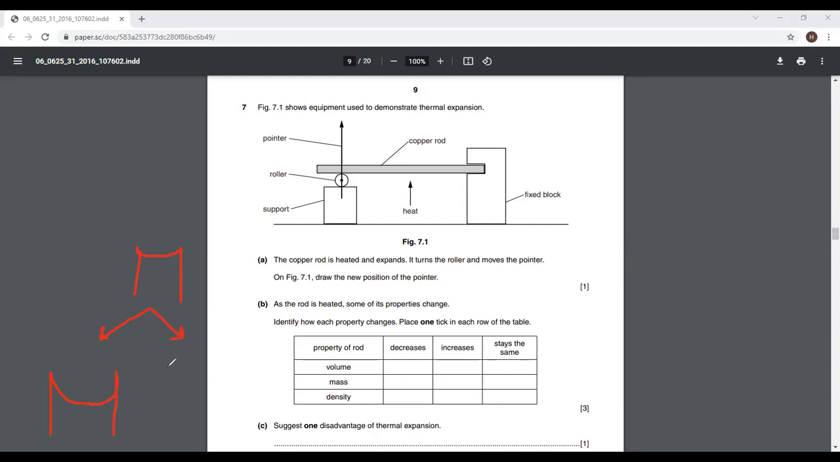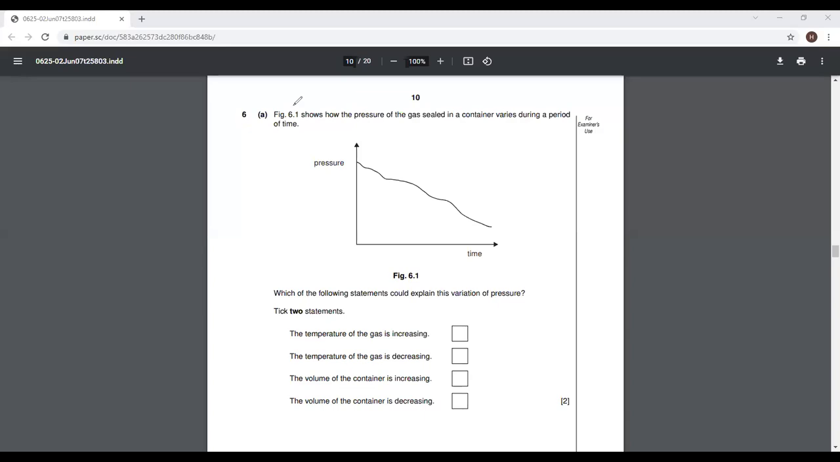During the winter, what will happen? The telephone posts will be something like this, contracted. And that's one of the disadvantages of thermal expansion, that the telephone cable or the electric cable will be near the ground. You should specify that the telephone cable or the electrical cable will be near to the ground. Thank you so much.